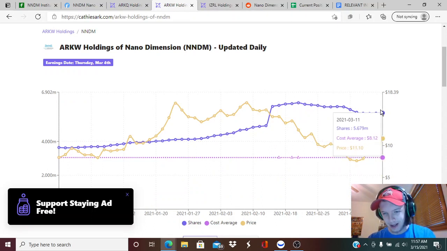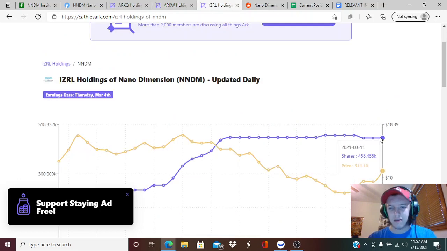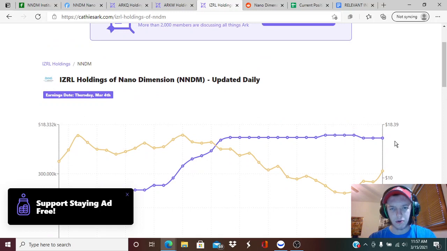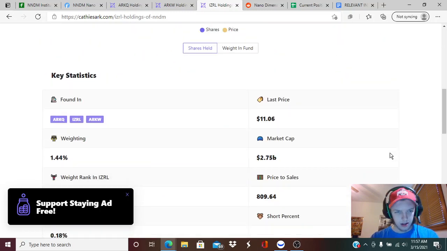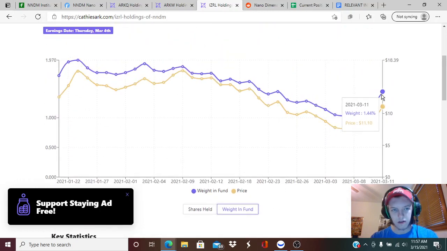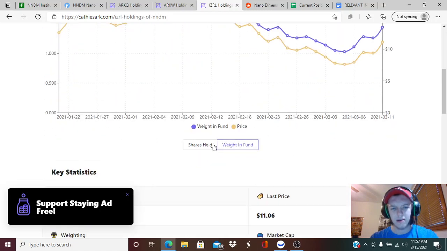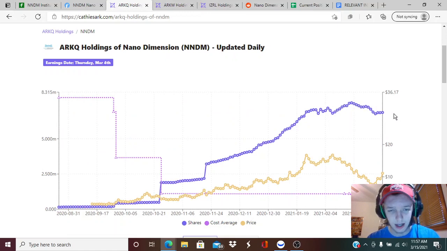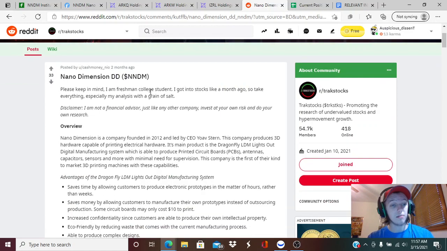Let's just move on. They sold a little bit in ARKW too. This is nothing new. The moral of the story here is that ARK is still very bullish on Nano Dimension because they have a ton of shares, and they're not really selling them. That means they think Nano Dimension is a good candidate to give them quick returns on their money, because they're not selling and they already have a high stake in Nano Dimension.